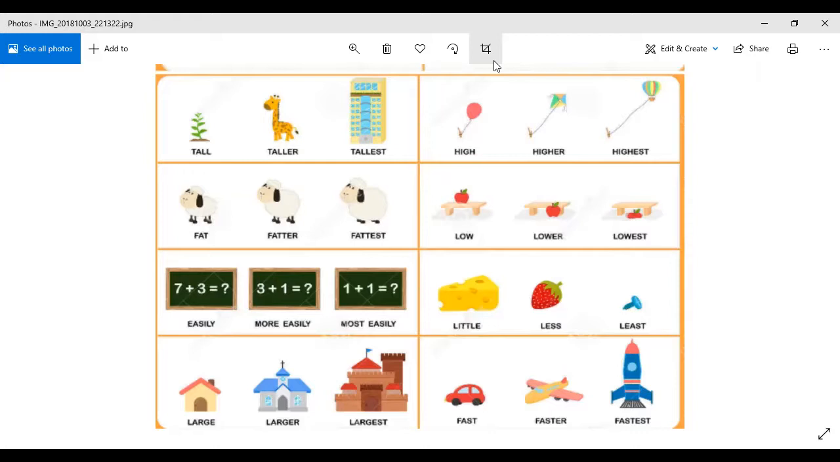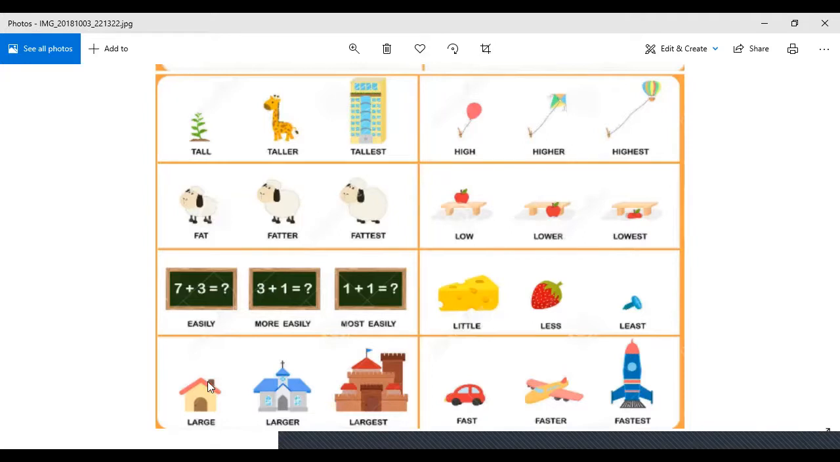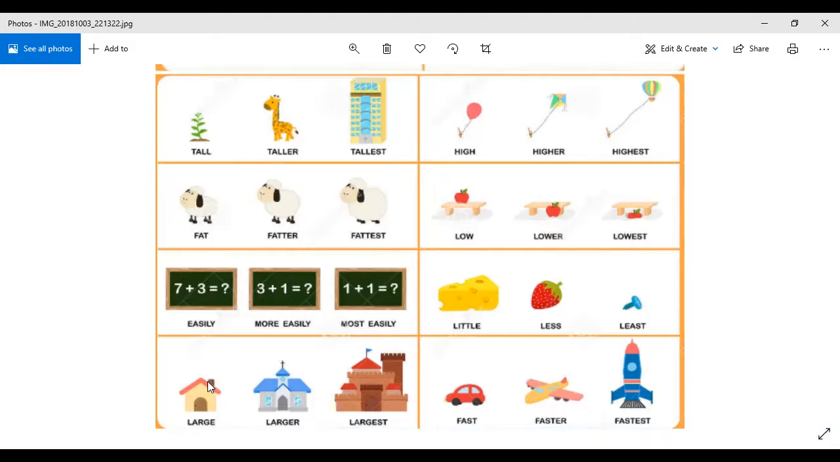Again, then we have a new word that is low. In order to make two forms of low, you will be adding er and est into it, and that will turn into lower and lowest. Okay. Then look at this one, large. It's again the same, large. By adding er, we will make larger, and by adding est, we will make the largest. The next degrees of adjectives are fast, then we have the faster, and finally we have the fastest.